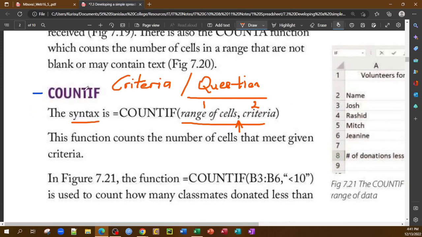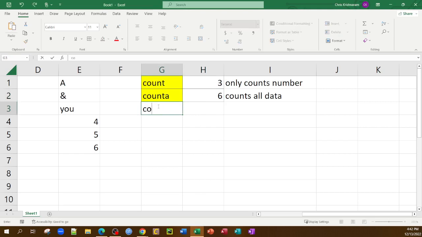So basically, with COUNTIF, we are going to be asking a question, and based on the answer to that question, we're going to see how many persons meet that criteria. For instance, we could say how many persons got greater than 50% overall. That is an example of COUNTIF. Count how many persons got greater than 50%. Count how many persons got greater than 60%. Count how many persons got less than 50%. That is an example of COUNTIF. So let's look at how we create it now.